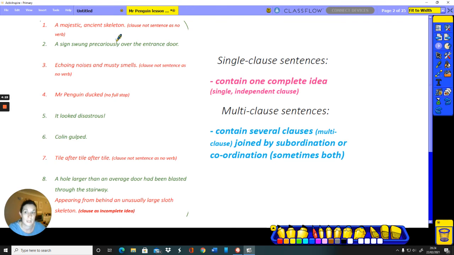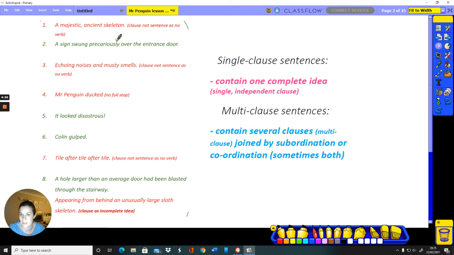Number 5. It looked disastrous. Yep, definitely a sentence. There's a verb. It makes sense. Number 6. Colin gulped. Again, nice and short. It's one complete idea. We know what Colin did. It's definitely a sentence. But number 7 does not have a verb. If we read it, tile after tile after tile. So we can't use that as a sentence on its own. It's a clause. It doesn't make sense on its own.